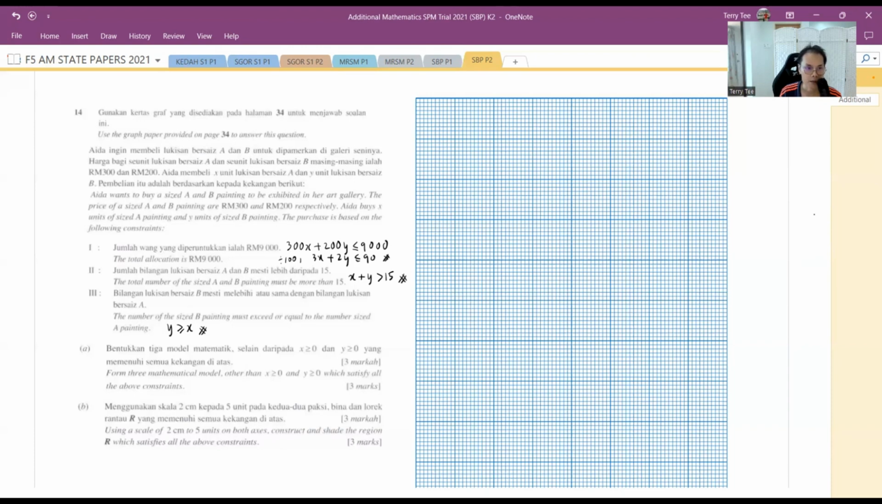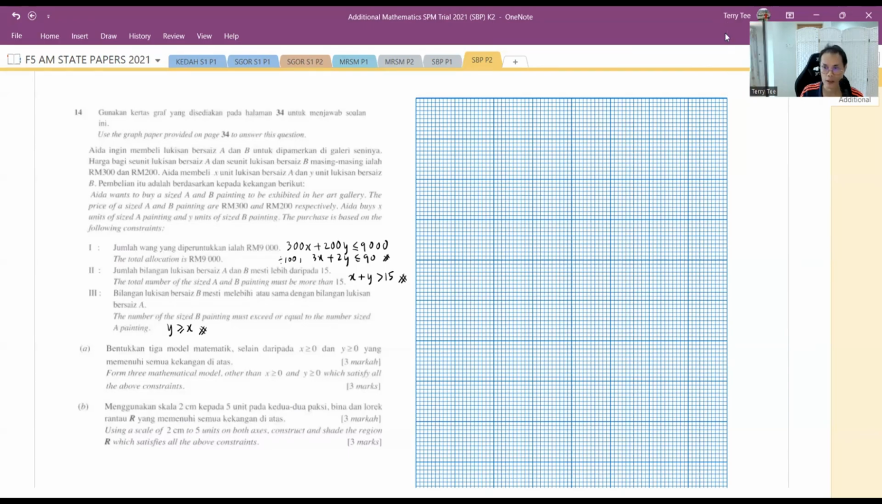Next part. Form 3 mathematical models other than x greater than or equal to 0, y to satisfy. So actually, I answered part A. Next one. Using the scale of 2 cm to 5 units on both axes, construct and shade the region. We will need a table of values, so I'm going to draw table values on the right here.